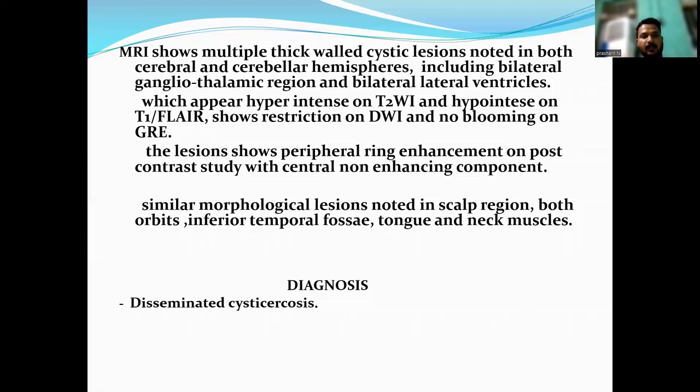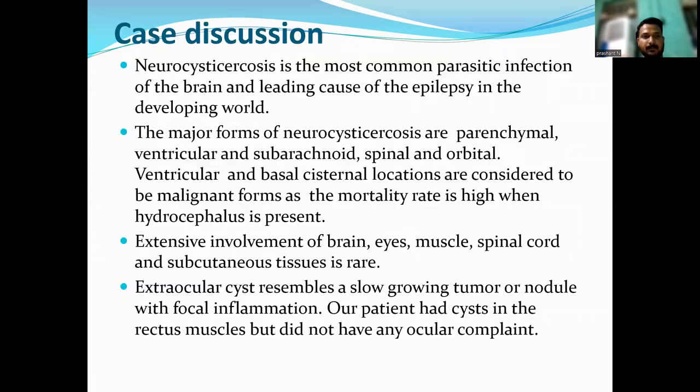On MRI, it shows multiple thick-walled cystic lesions in both cerebral and cerebellar hemispheres, including the ganglio-thalamic region and bilateral lateral ventricles, which appear hyperintense on T2 weighted images and hypointense on T1 and FLAIR. They show restriction on DWI and no blooming on GRE. The lesions show peripheral ring enhancement on the post-contrast study with a central non-enhancing component. Similar morphological lesions are noted in the scalp region, both orbits, infratemporal fossa, and tongue and neck muscles. Diagnosis: disseminated cysticercosis.